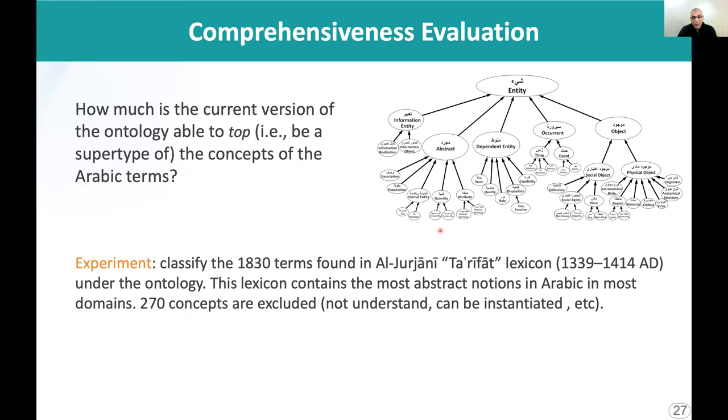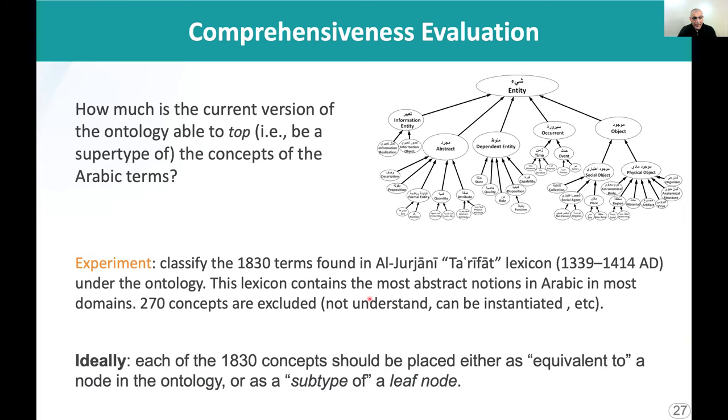To do this, we did an experiment by classifying 1,830 terms or concepts that we found in the Al-Jarjani lexicon, which is an old lexicon and contains the most abstract notions in Arabic and in many domains. We excluded some because we didn't understand them. We would like to know if each of these concepts can have a place in the ontology. This means that ideally, each of the 1,830 concepts is placed as equivalent to, or as a leaf node in, the ontology.